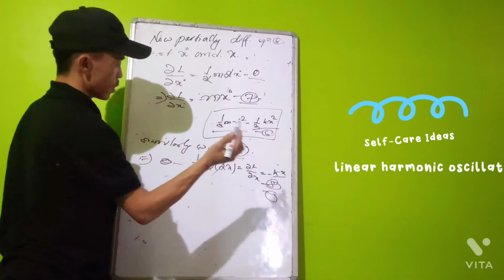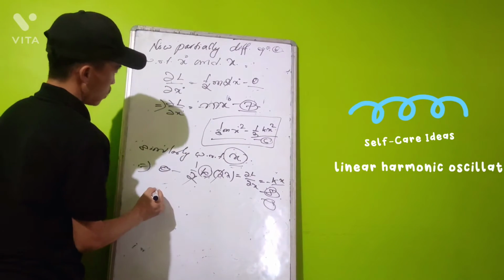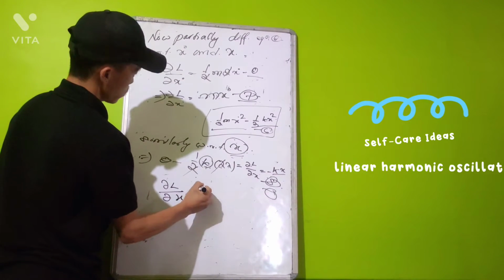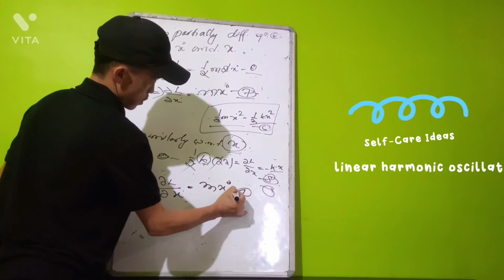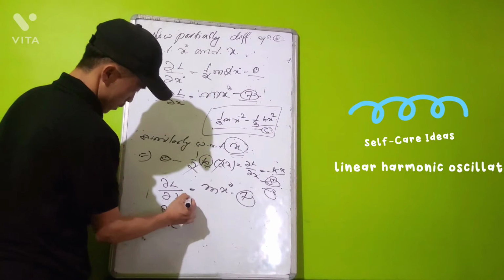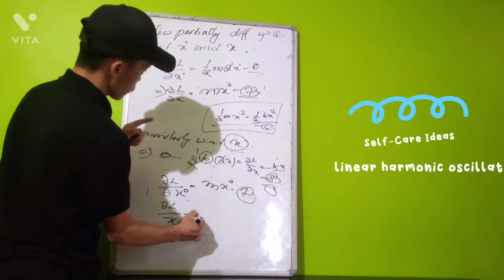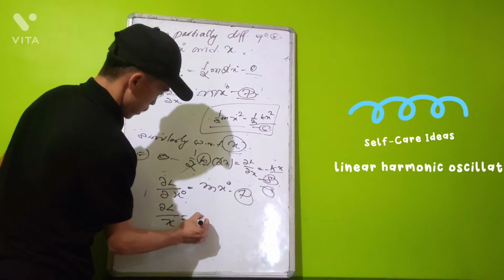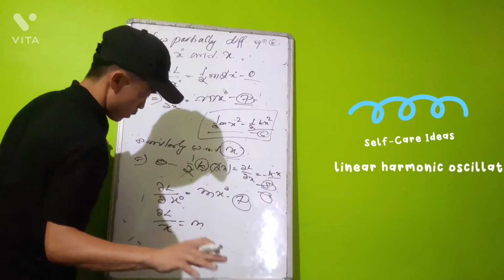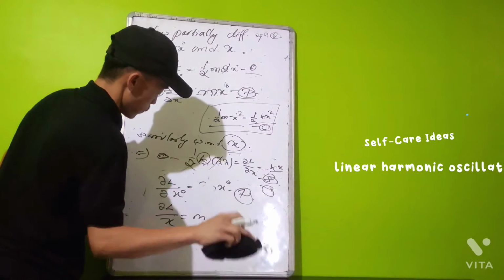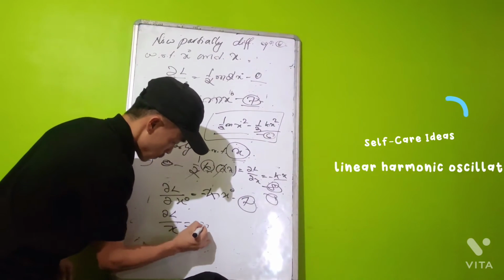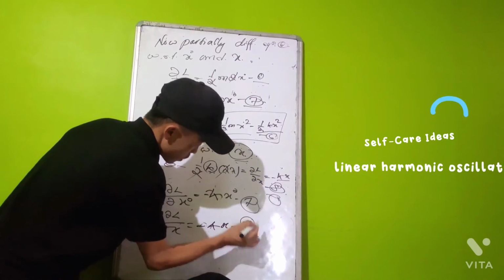So now we have got the two equations: ∂L/∂ẋ = mẋ, equation 7, and ∂L/∂x = −kx, equation 8. So we got the two values.